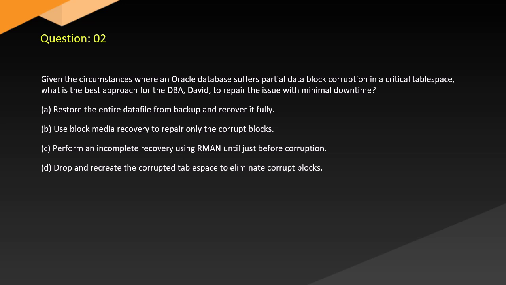A. Restore the entire data file from backup and recover it fully. B. Use block media recovery to repair only the corrupt blocks. C. Perform an incomplete recovery using RMAN until just before corruption. D. Drop and recreate the corrupted tablespace to eliminate corrupt blocks.